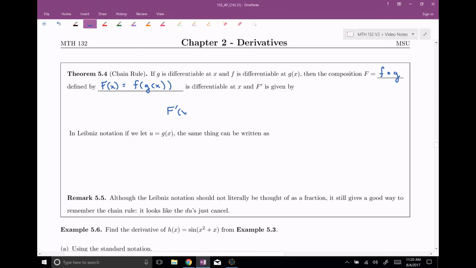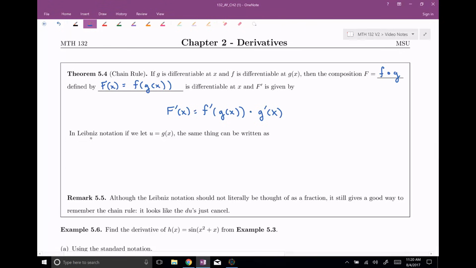F prime of x is equal to the derivative of the outside function, leaving the inside alone for right now. Then we multiply by the derivative of the inside. And that right there is the chain rule.